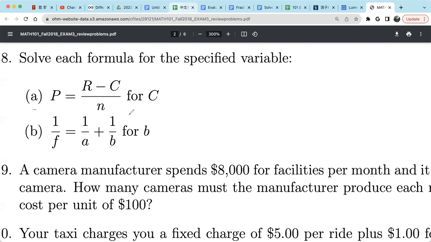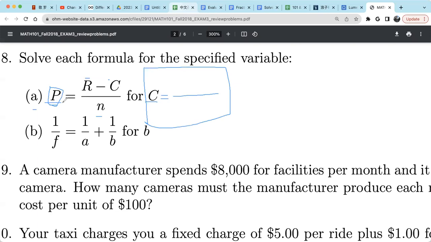Okay, AA, we want to solve for C. Everything's in variable case, right? We have P equals R minus C divided by N. So you see, P is solved in this case, right? So we want to write C on one side. Our goal is to write C on one side, everybody else on the other side, by legal operations. So what do we do? This is our goal: we want to write C equals an expression of the right, top down.